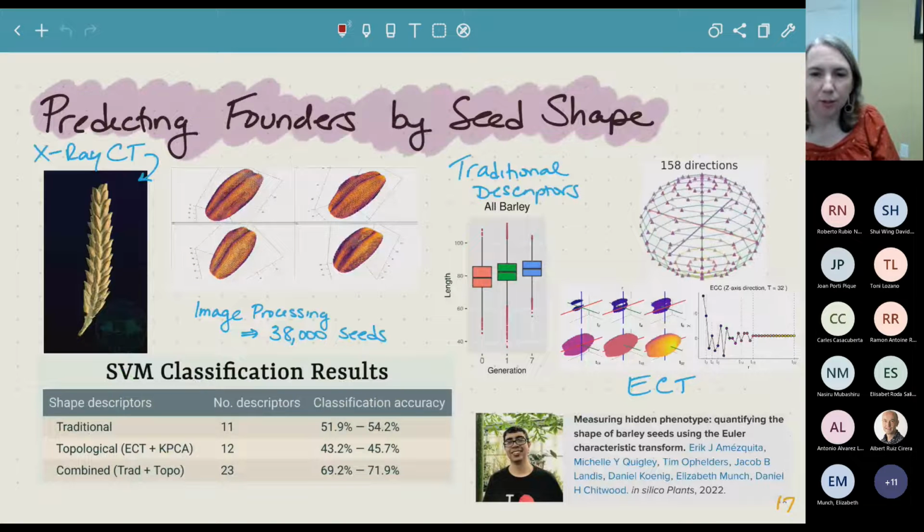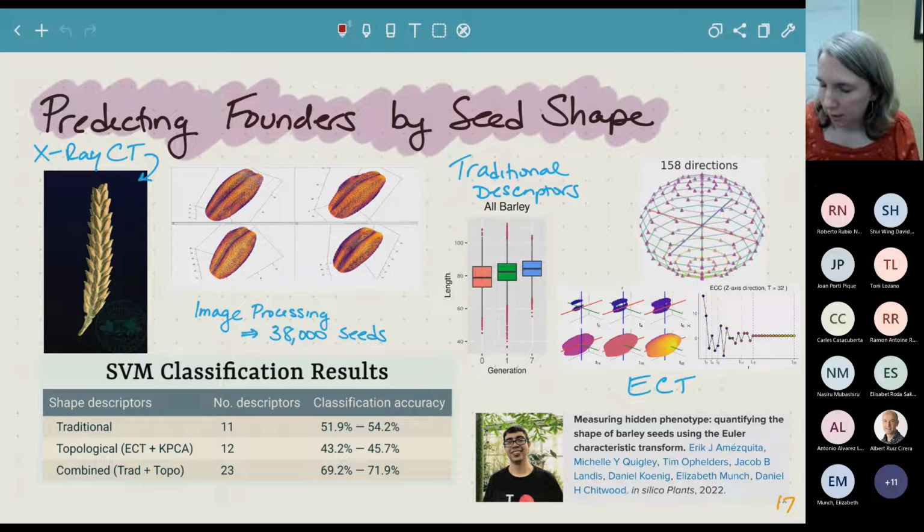And so here's what, I'm going to say what we did, but really Erica Mezquita is the brains behind this whole operation. He's my soon-to-be graduated, almost former graduate student. He's very interested in the intersection of plant biology and TDA. So everything that you see is his work. So we get all of these X-ray CTs, and we have tons of panicles. So many of these different barley panicles went through this machine.